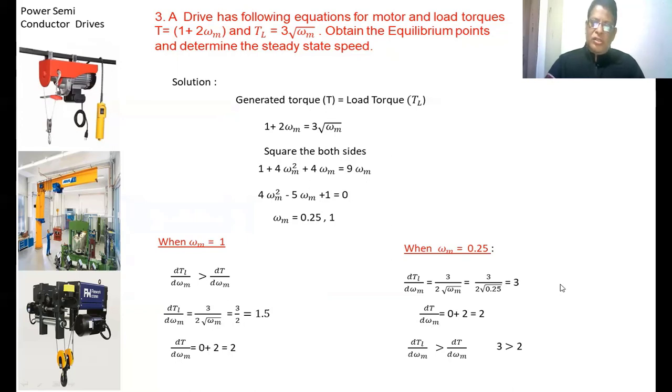So the steady state speed of the motor becomes 0.25 radian per second, which gives a stable operating point for the drive. In this manner, sometimes you have to check whether the speed of the motor is giving a stable operating point.